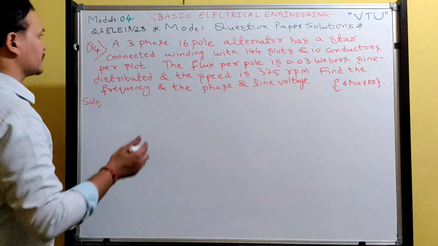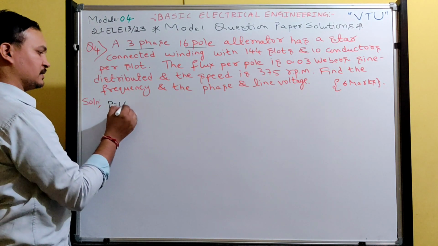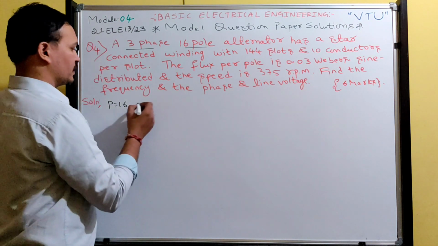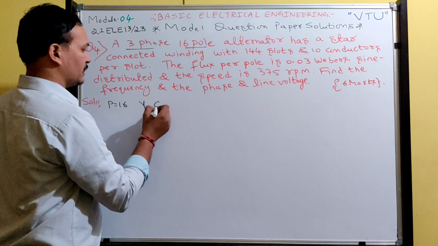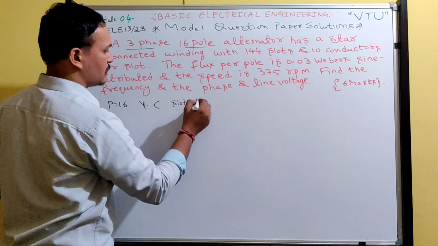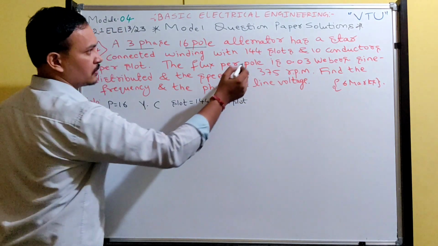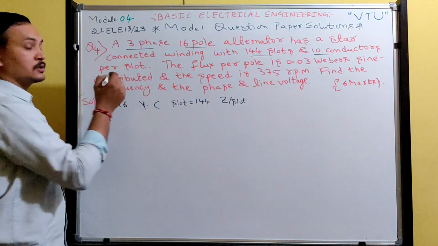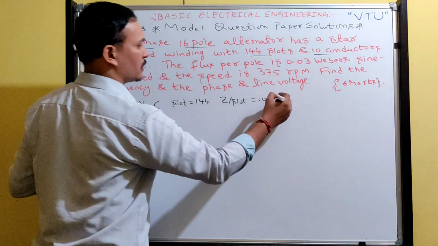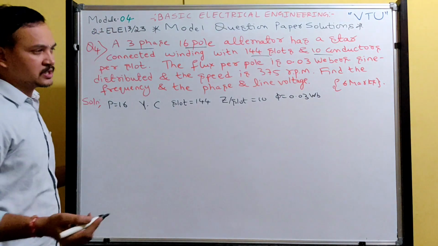Let me see. A three-phase 16 pole alternator has a star connected winding. Number of poles is 16. Has 144 slots. In one slot, there are 10 conductors. The flux per pole is given 0.03 Weber. Unit of flux is Weber.